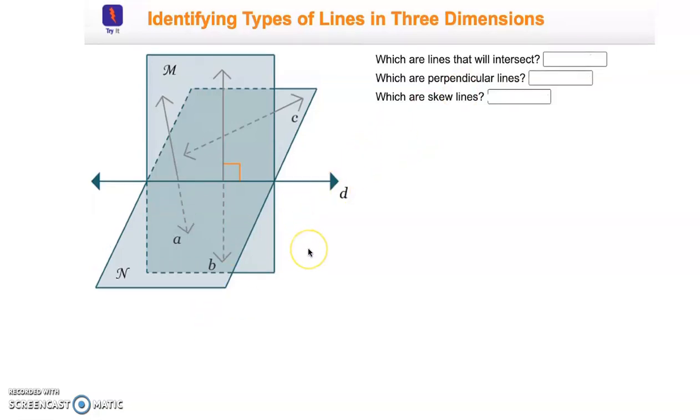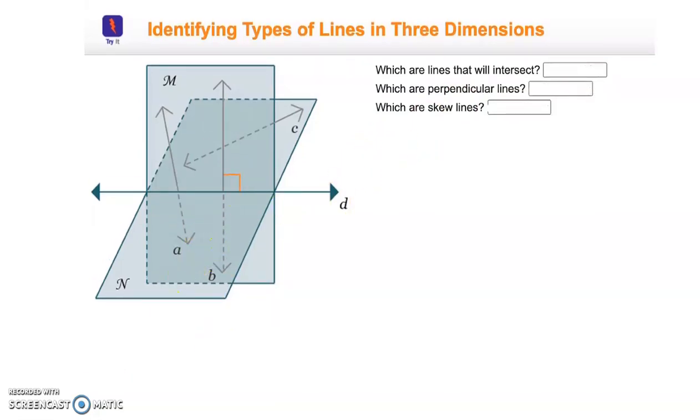So pause this video and see if you can try to determine how this is, and then we'll walk through it. Okay, lines that are going to intersect are A and B. And why is that? Because they're in the plane M. Both of them are in the plane M and they're not parallel. You can see if we keep going with A and keep going with B, they're going to intersect. So those will eventually intersect.